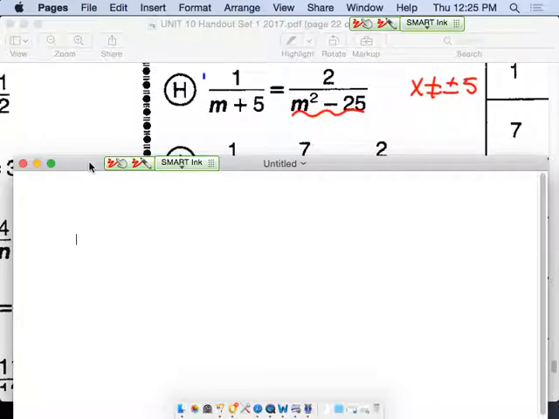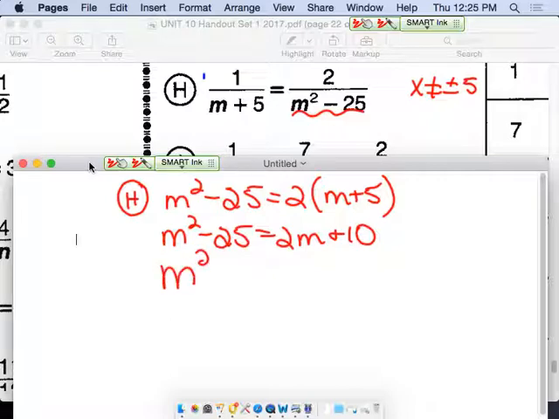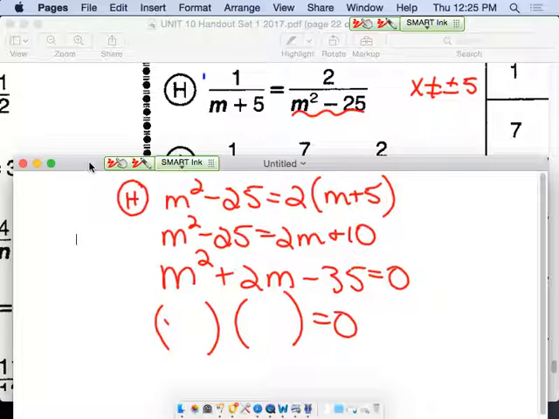So if I perform cross multiplication on H, then I end up with this: m squared minus 25 being set equal to 2 times m plus 5. So if I clean this up, add 2m to both sides, subtract 10, and then I factor this, and I see that x equals negative 7 or x equals positive 5.